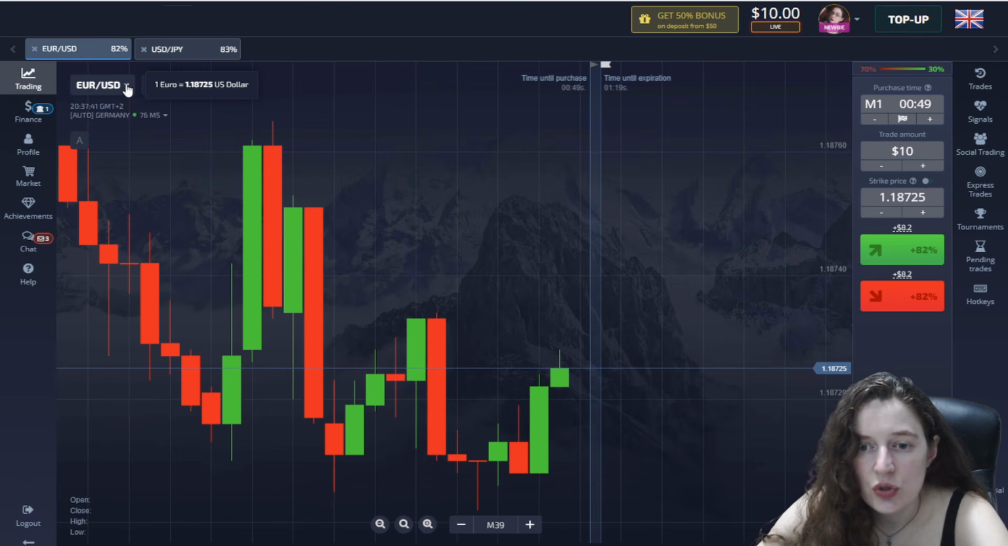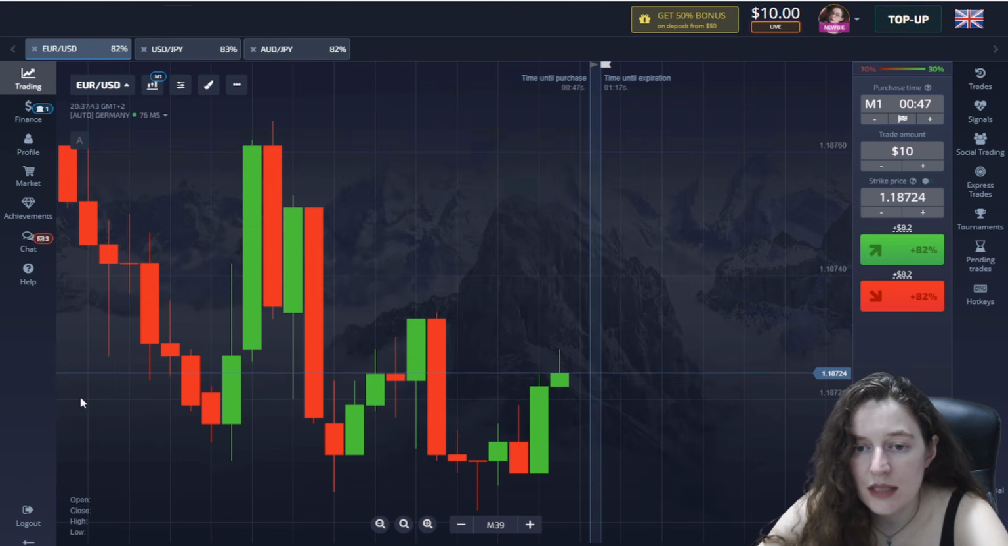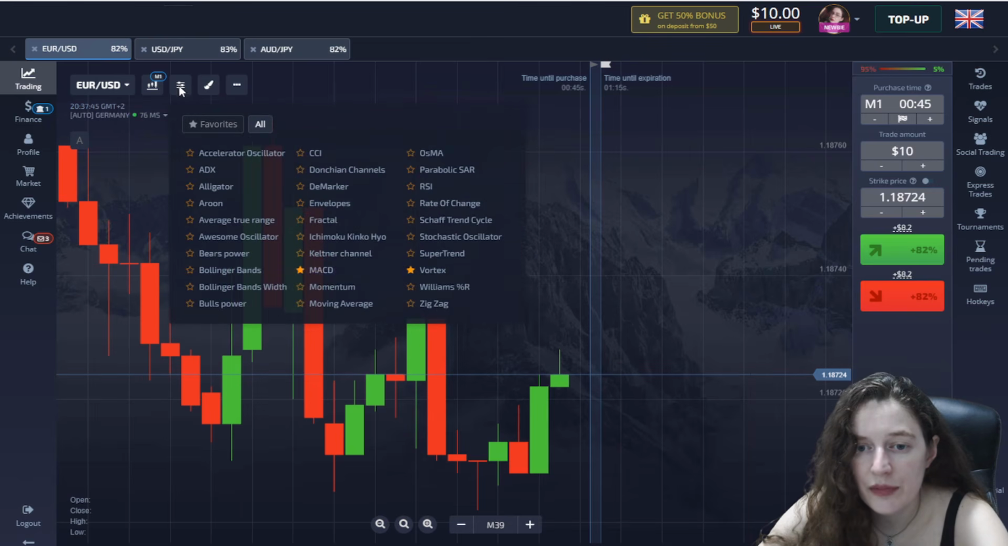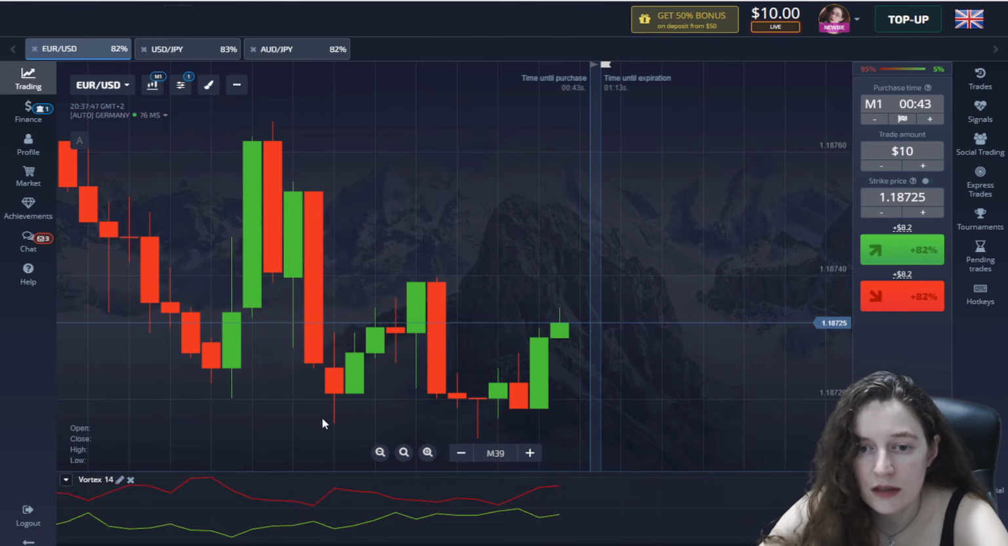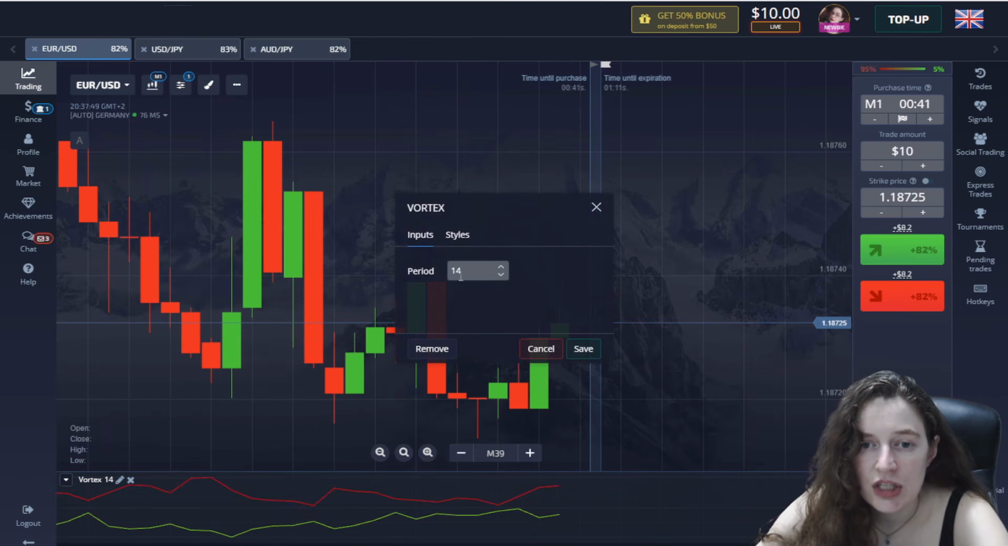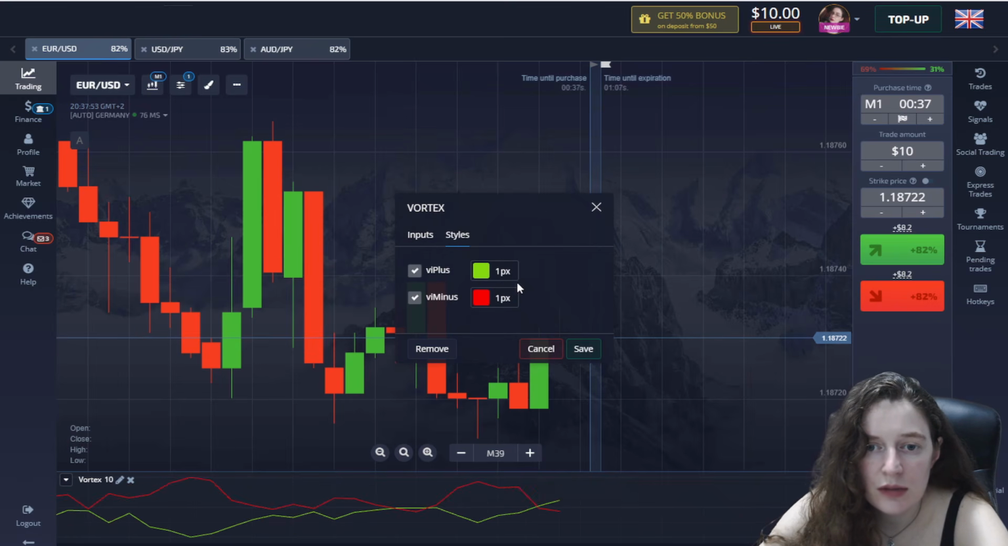First, I have to set one of the main and amazing indicators, Vortex. It is unique in this method and a lot depends on it. I changed the period to 10, and thickened the lines for more simplicity.